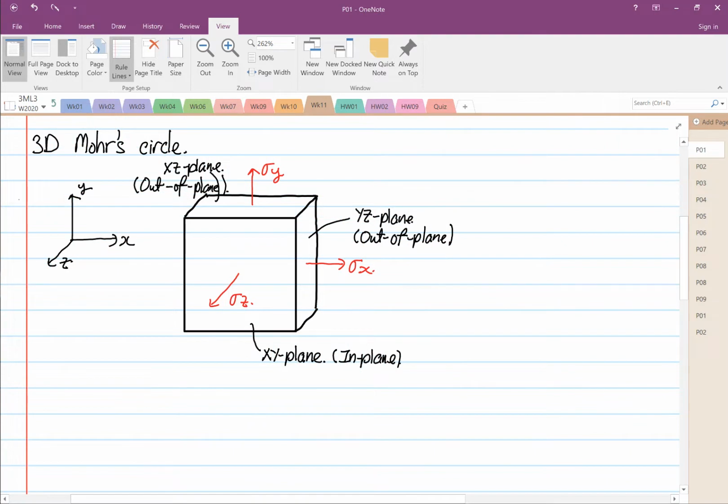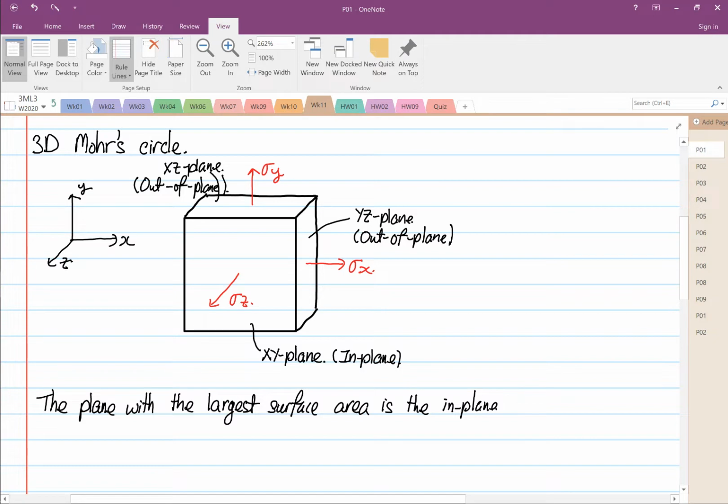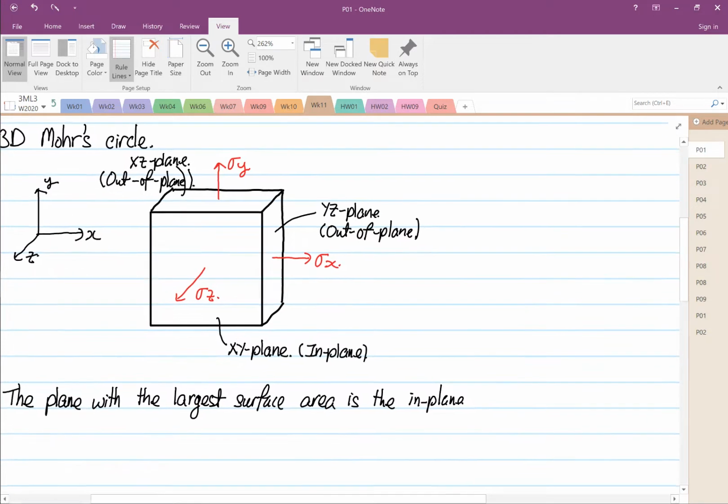So the plane with the largest surface area is the in plane. Okay, so you can see the xy plane has the largest surface area, so we address that as in plane. Okay, don't laugh at it. It's how they define it.